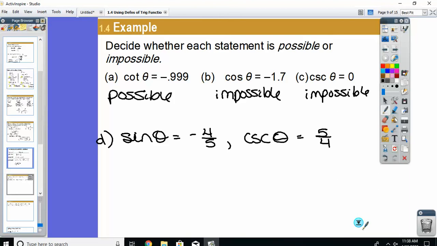Why? They're reciprocals. If sine is -4/5, cosecant would have to be -5/4. So while it's okay for cosecant to be 5/4 and it's okay for sine to be -4/5, they can't be different values at the same time. If one of them's negative, the other one would have to be negative because they have to be reciprocal.